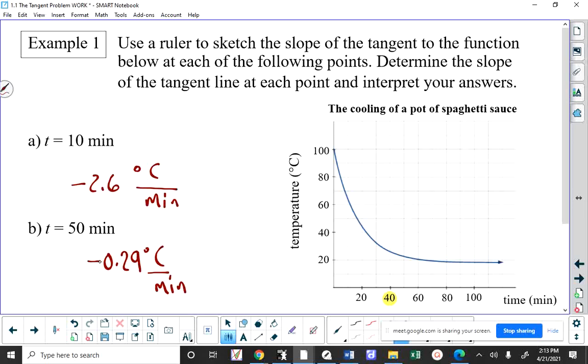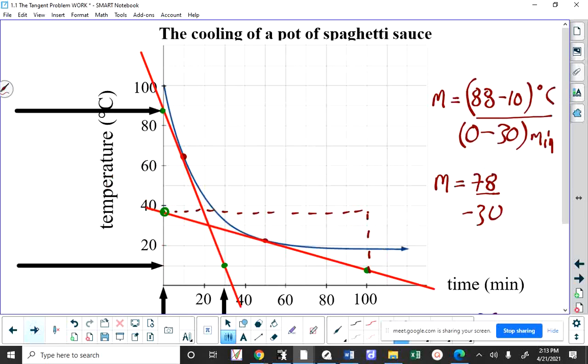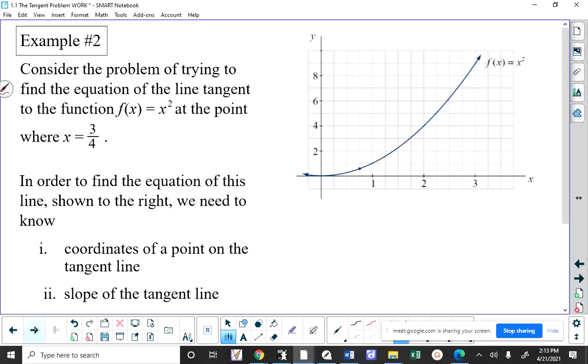All right, example 2, I think, encapsulates what it is we're doing in this course. So now we have a function. The function is f of x equals x squared, and I've plotted it on a graph for you from 0 to about 3. And we want to determine the equation of the tangent line to that function.